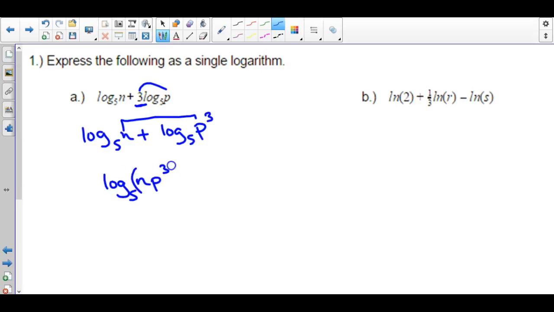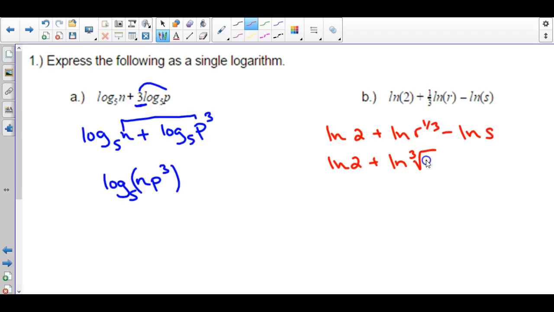And sometimes you'll see me write this in parentheses. It means the exact same thing. The next one, same type of process, except this one is with natural log, which I'm still able to apply these rules. The first thing I'm going to do is bring this down as the natural log of 2 plus the natural log of r to the 1/3 power minus the natural log of the letter s. So what I'm going to do is also simplify that second expression and write that as the cubed root of r. So since 3 is my denominator, that would become the index of my radical. And then I can bring down the rest of my expression.